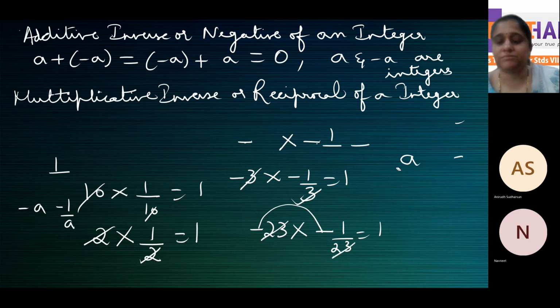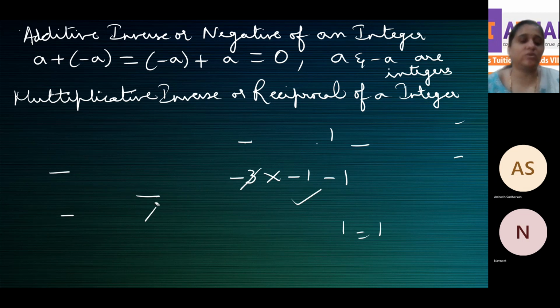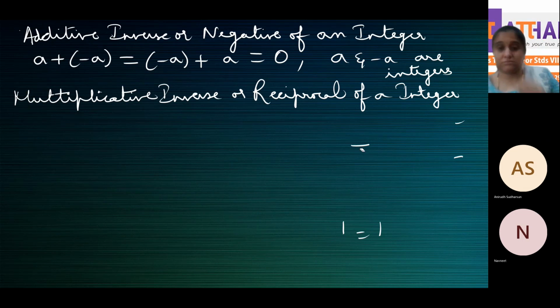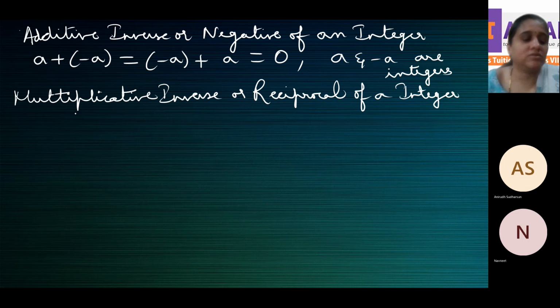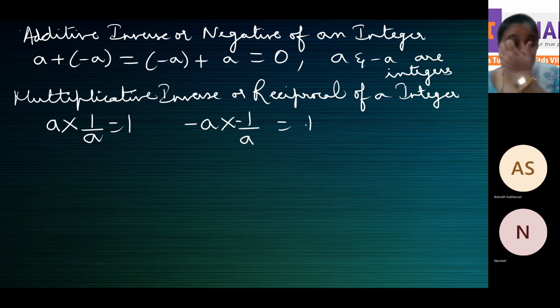I'll tell you how to remember. It's not confusing, but you still need to remember it. You should not get confused anytime. So here we say if a is the integer, then 1 by a is its reciprocal, so a into 1 by a is 1. If minus a is the integer, then minus 1 by a is its reciprocal, because again the product is 1. You can put the minus sign anywhere.